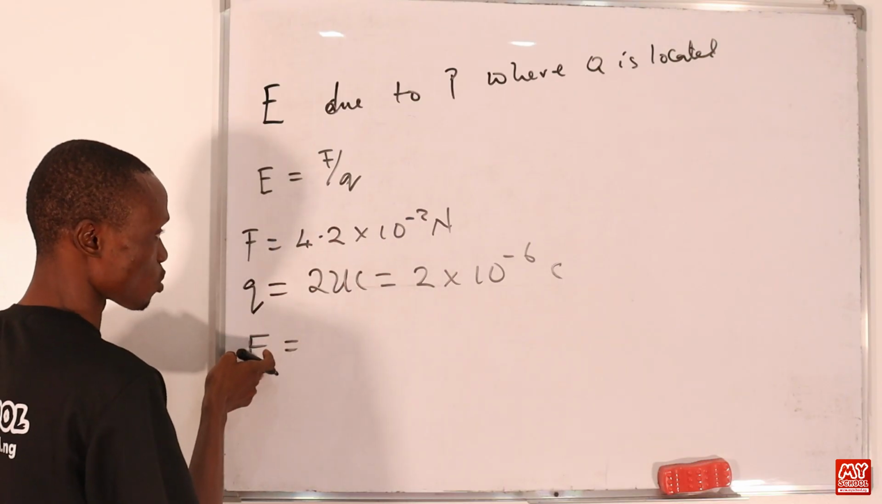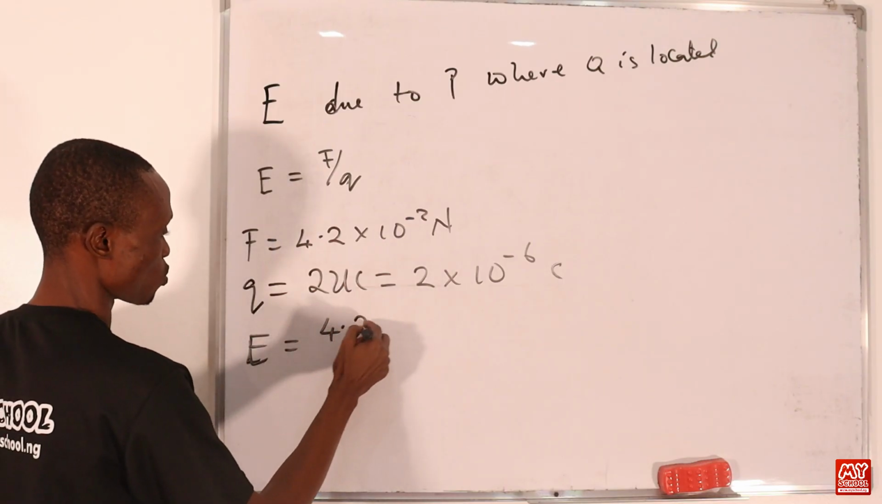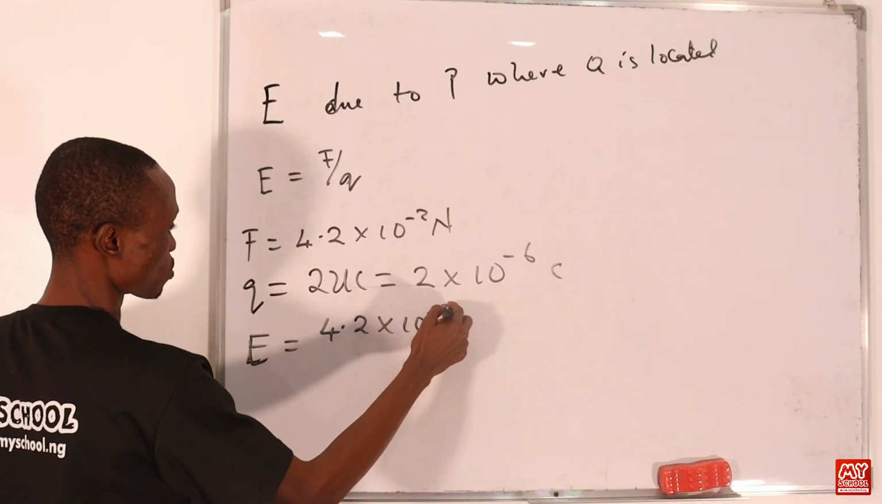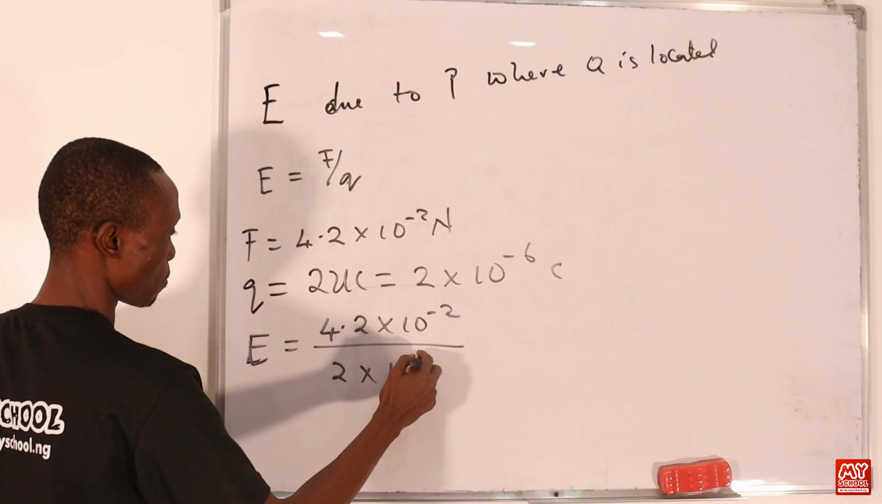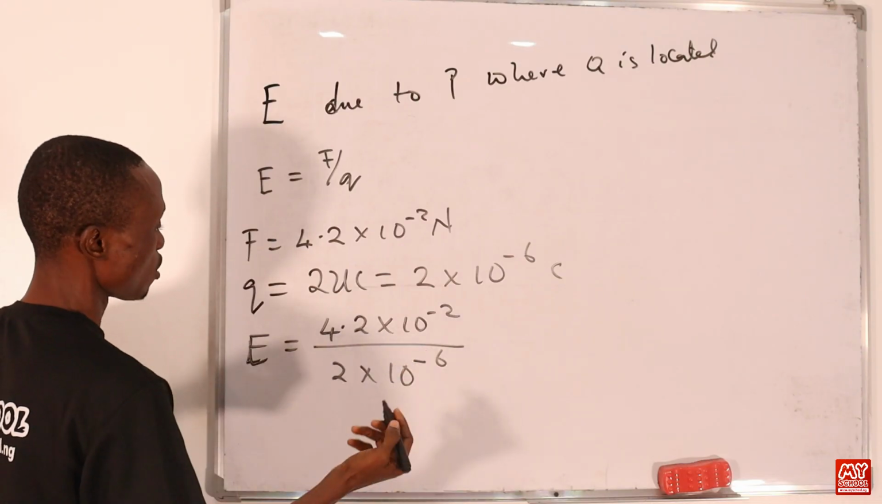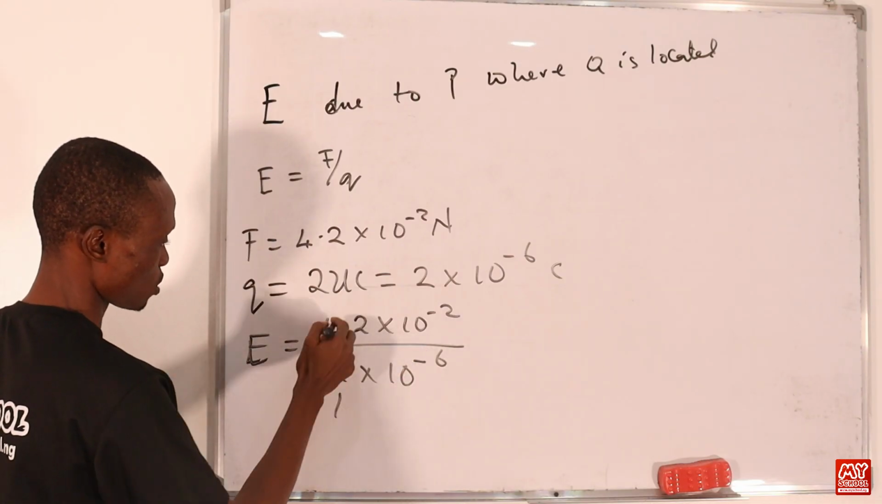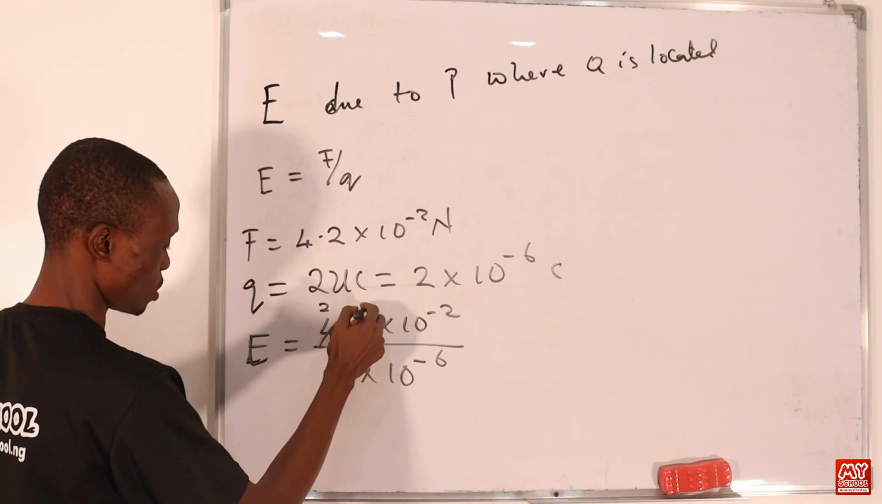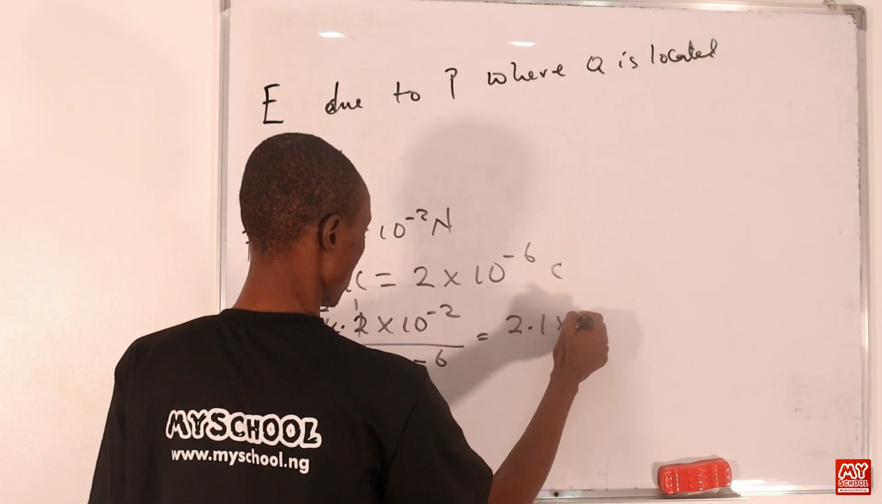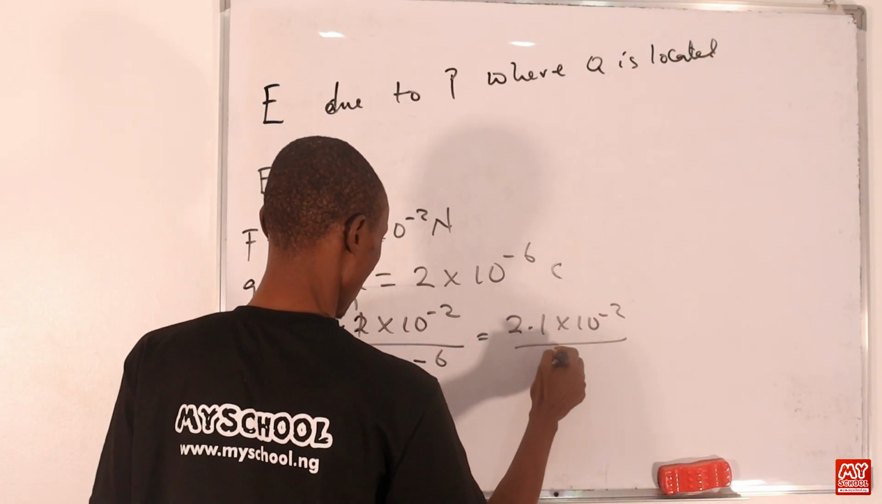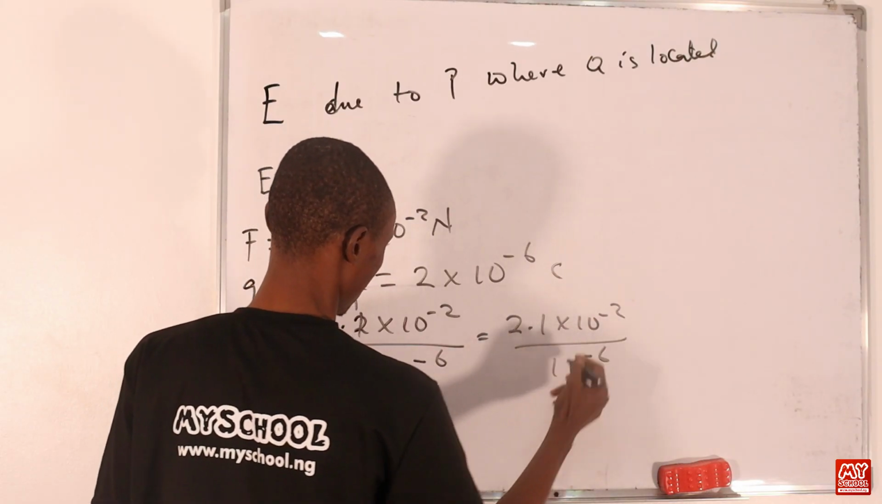Here we'll be having E equals 4.2 times 10 raised to power minus 2 all over 2 times 10 raised to power minus 6. So 2 here is 1, 2 here is 2, and 2 here is 1, so we'll be having 2.1 times 10 raised to power minus 2 all over 10 raised to power minus 6.